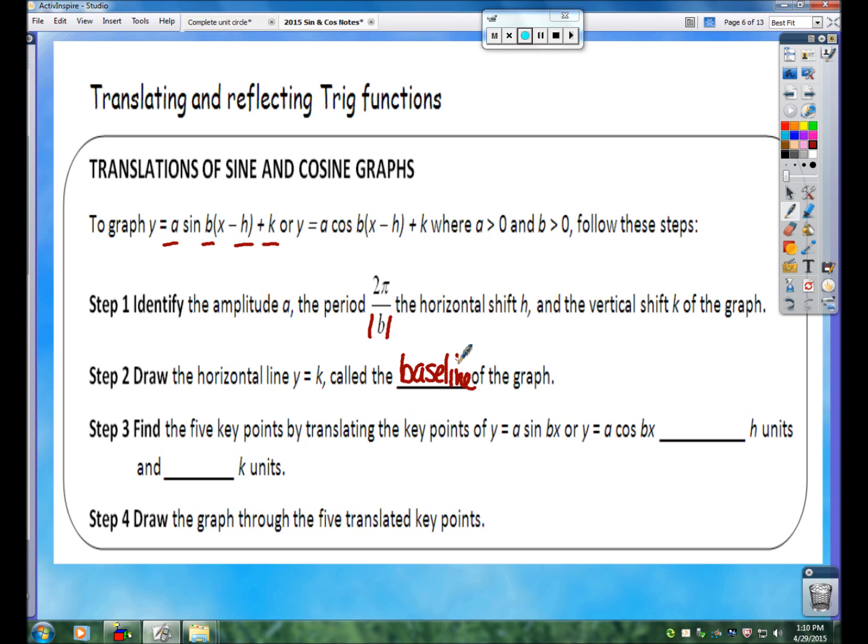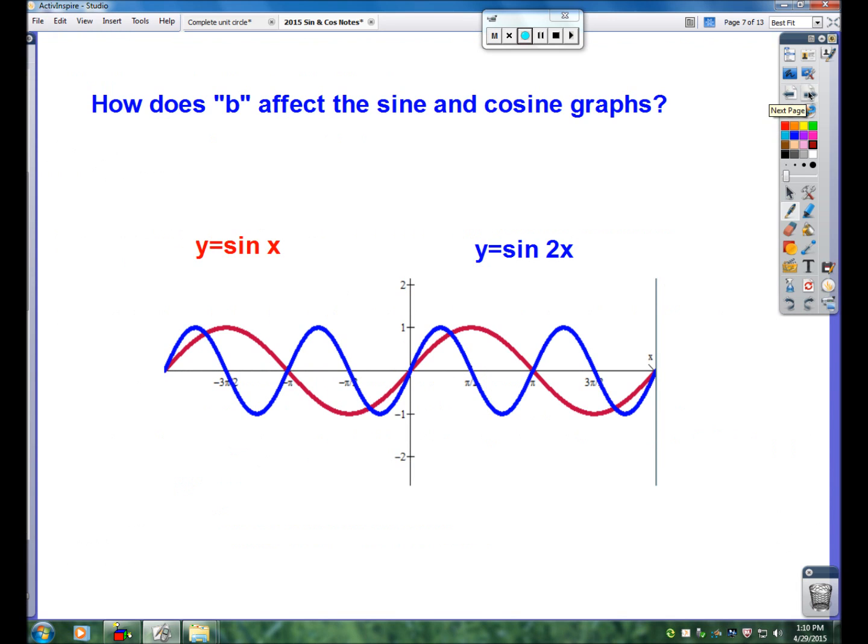We're going to find the 5 key points. That's our high, zero, low, zero, high, by translating the key points of our 2 basic graphs, sine and cosine, by h units right or left, and k units up or down. All right, and then we're going to do those 5 key points. Now the only thing that we've added new to these graphs that we haven't before, we've done A, H, and K before, is that B. So let's see how B is going to affect the sine and cosine graphs.